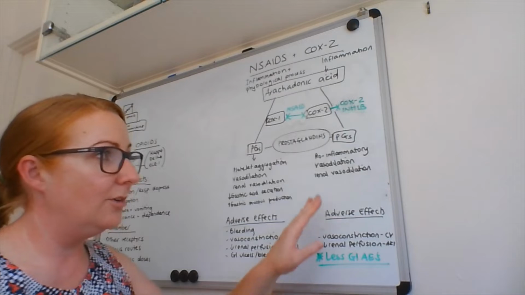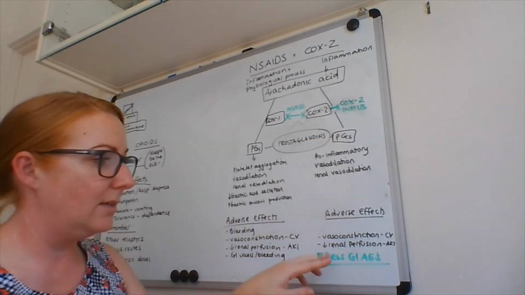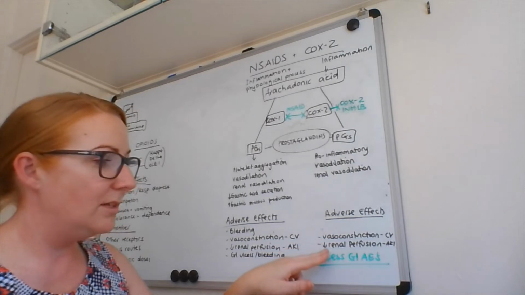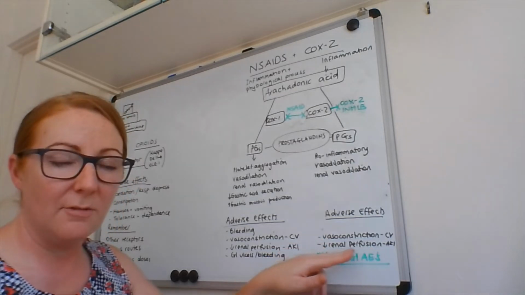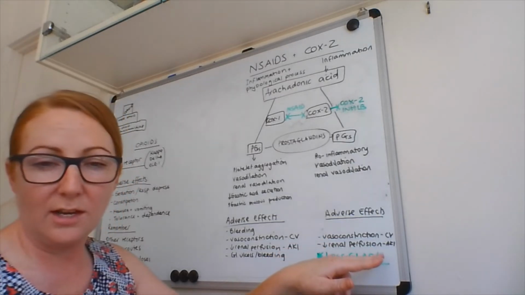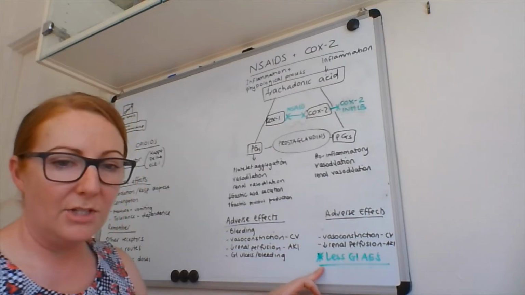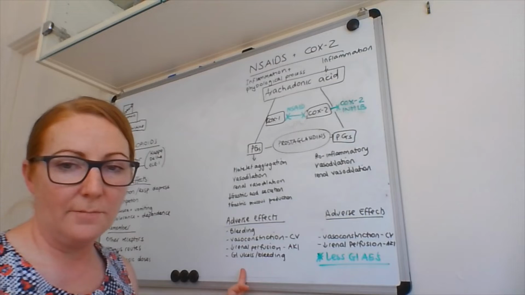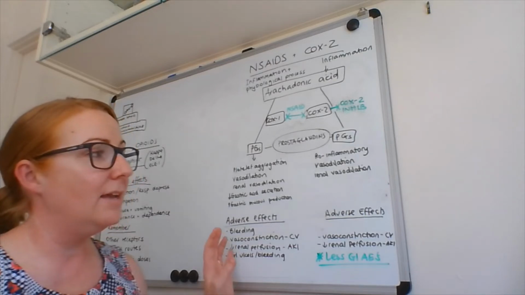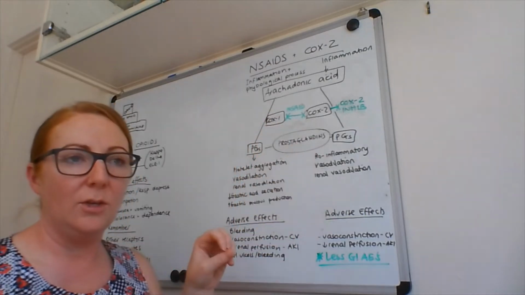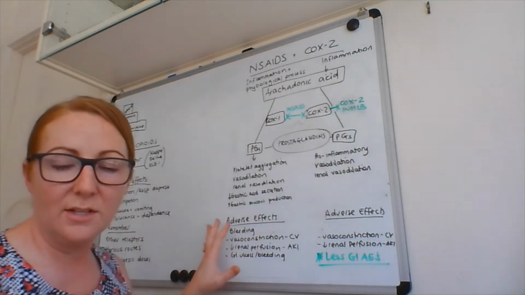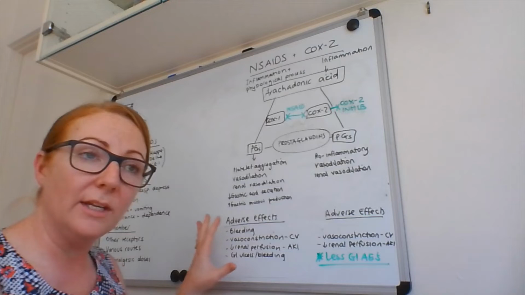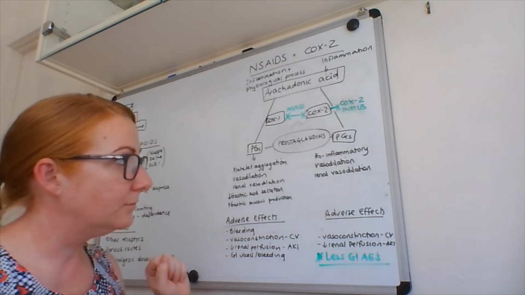Now, similarly, on the COX-2 side, we still have vasoconstriction, so we still have cardiovascular risk, and we still have reduced renal perfusion, so we still have a risk of renal injury or acute kidney injury. But we have much less gastrointestinal side effects compared to the COX-1 agents. And this is why the COX-2 inhibitors are used for patients who have a gastrointestinal bleeding risk or a history of gastrointestinal bleeding as well.